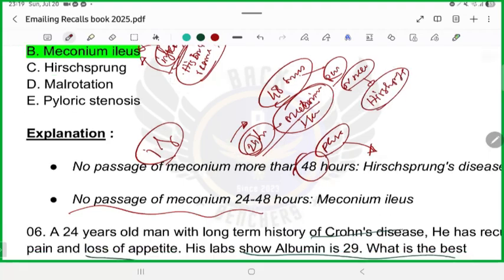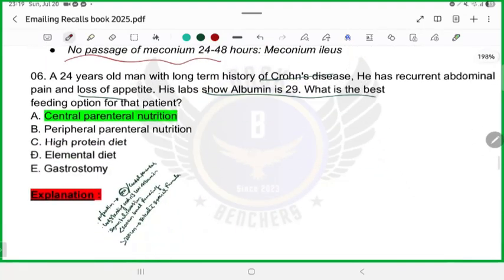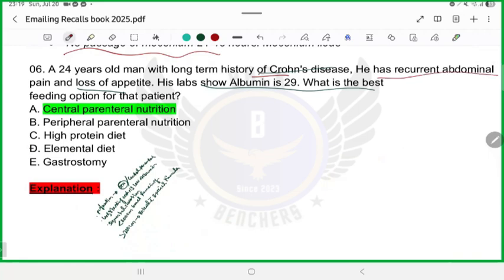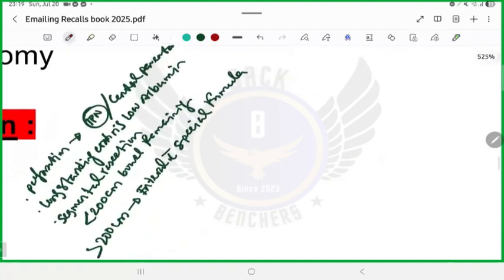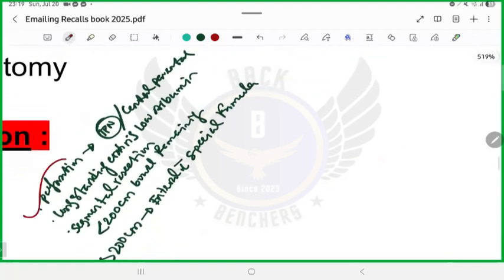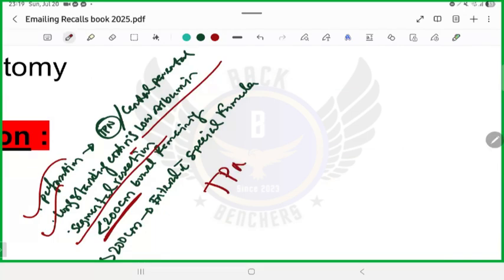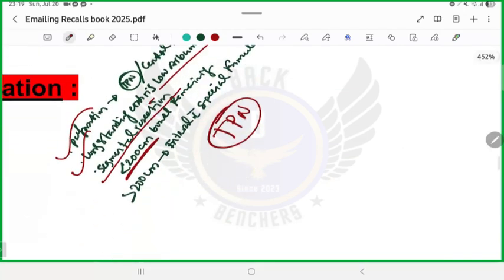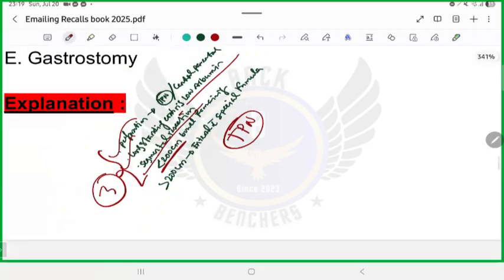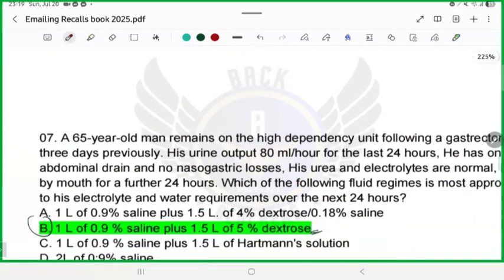A 24-year-old man with a long-term history of Crohn's disease has recurrent abdominal pain and loss of appetite. Albumin is 29, that is low. So give total parenteral nutrition in case of perforation, or long-standing Crohn's with low albumin. In case of segmental resection with less than 200 centimeters of bowel remaining, give TPN. These are the three scenarios for TPN.